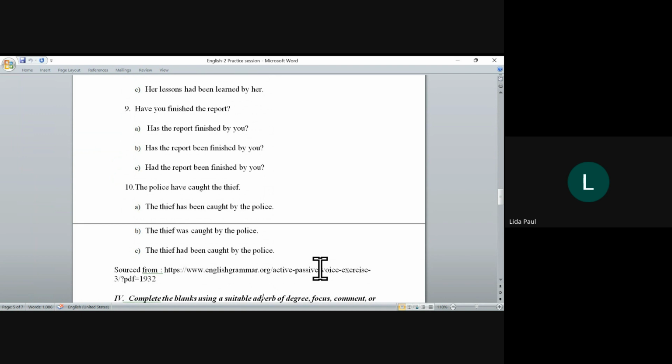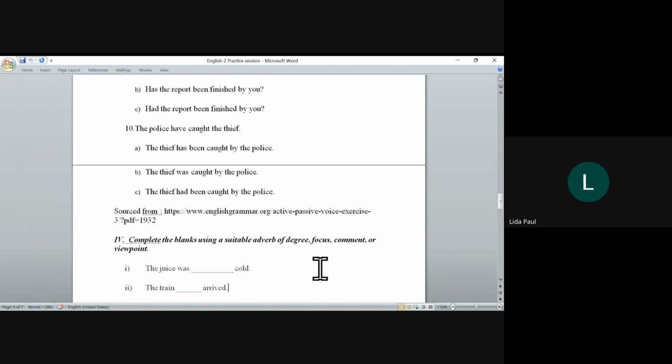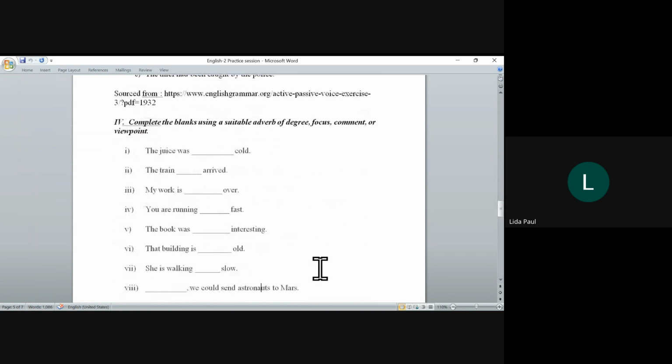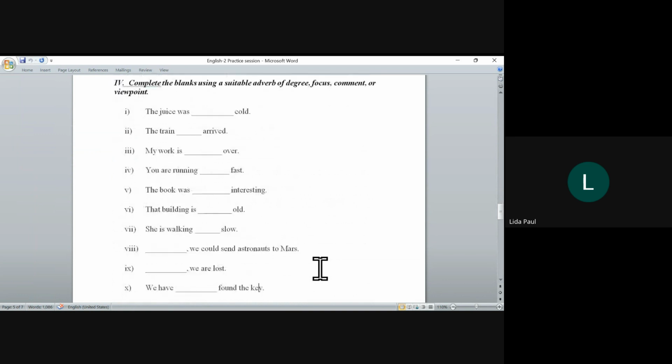Okay. Good enough. Adverb of degree, focus, comment, or viewpoint. You remember all of these, right? Degree tells you the extent to which an adjective is defined or modified. So examples like very, almost, quite, most, rather, right? These all are examples of degree adverbs.